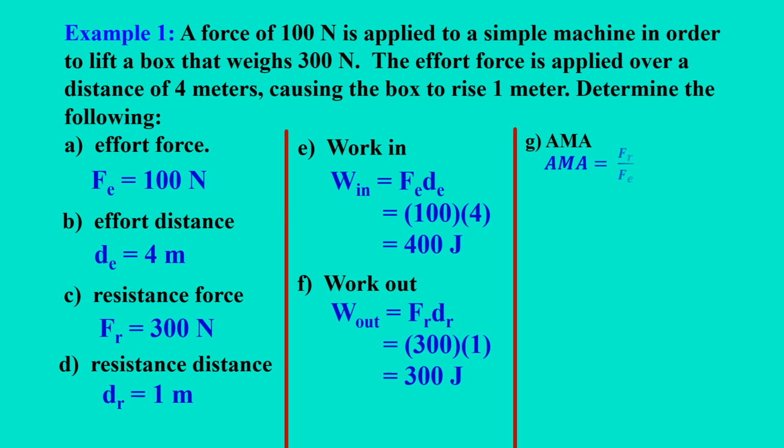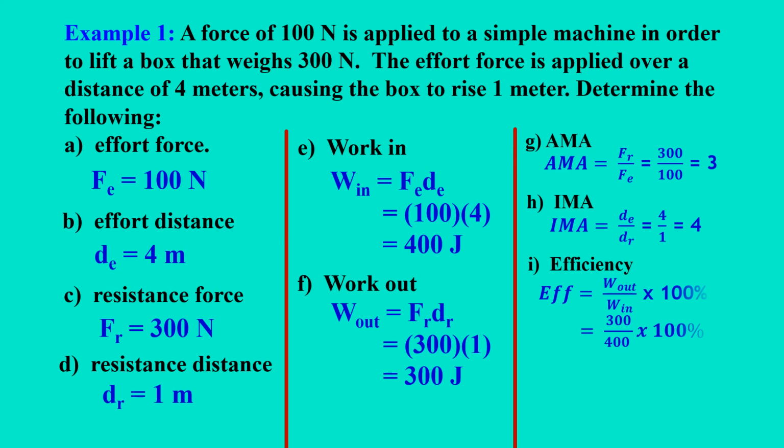The actual mechanical advantage is F sub R over F sub E equals 300 over 100 equals 3. The ideal mechanical advantage equals D sub E over D sub R equals 4 over 1, which is 4. The efficiency is work out over work in times 100%, which is 300 over 400 times 100%, which is 75%. Or the other formula is efficiency equals AMA over IMA times 100%, and you get the same answer, which is 75%.